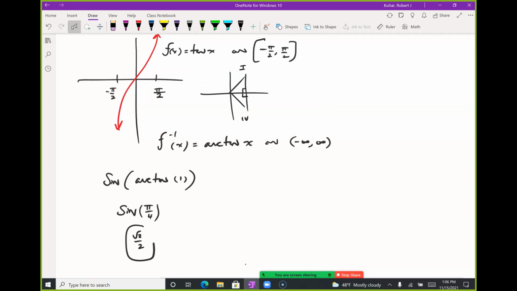So lots of things to read. Please read the section, and then do the homework. Let's try a couple of tricky problems and then we'll quit. So let me open the book for section 7.1.